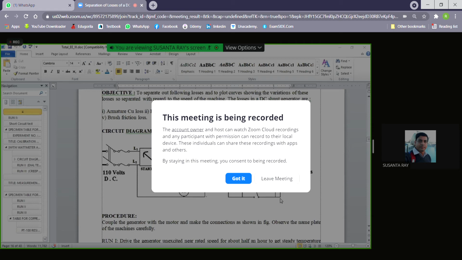Okay. Now the machine which will run as a motor must be connected with some starter. I think you have studied 4-point starter, 3-point starter, etc. in your previous classes. So here we have used a 4-point starter which has 4 terminals. The terminals are named as L1, L2, A and F. So this is called the 4-point starter. 4 terminals are there.